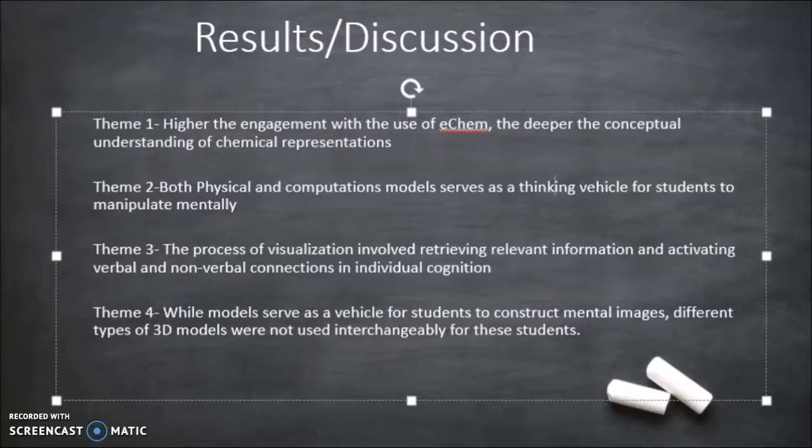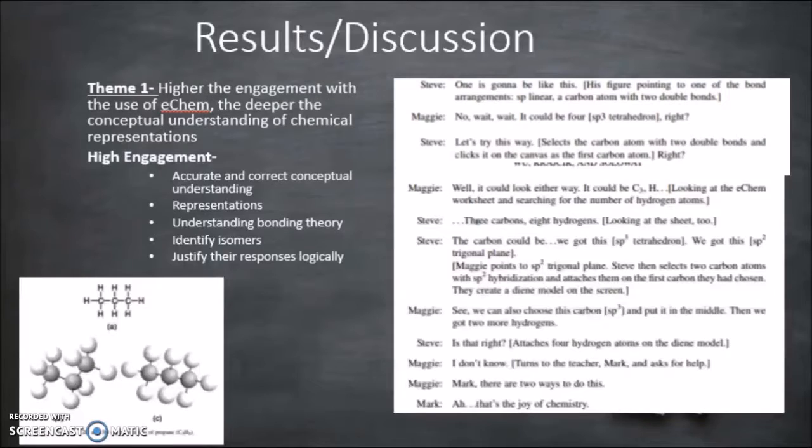Four themes emerged basically from this research. The first was related to students' engagement, how much time they spend with eChem. Theme number 2 depended on the physical and computation model that served as a thinking vehicle for the students. Theme number 3 involved the process of visualizing. And theme number 4 involved whether all of these 3D models were useful or not.